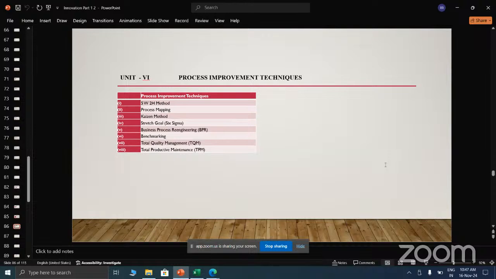Okay. Now let's look into different techniques of process improvements. We have around 8 techniques, all different. One is 5W2H models, methods, process mapping, Kaizen method, stretch goal, that is Six Sigma, that is one mistake in 6 mistakes in 1 million. BPR, that is business process reengineering, benchmarking. We have been discussing benchmarking quite often from chapter one as well. Total quality management and total productive maintenance. In detail, you can just look at your books on these methods, okay? Because at least 2 or 3 methods will be asked in the exams.